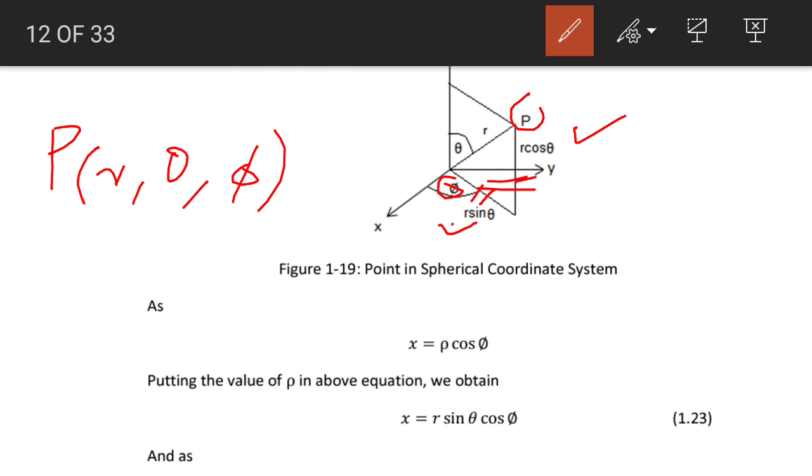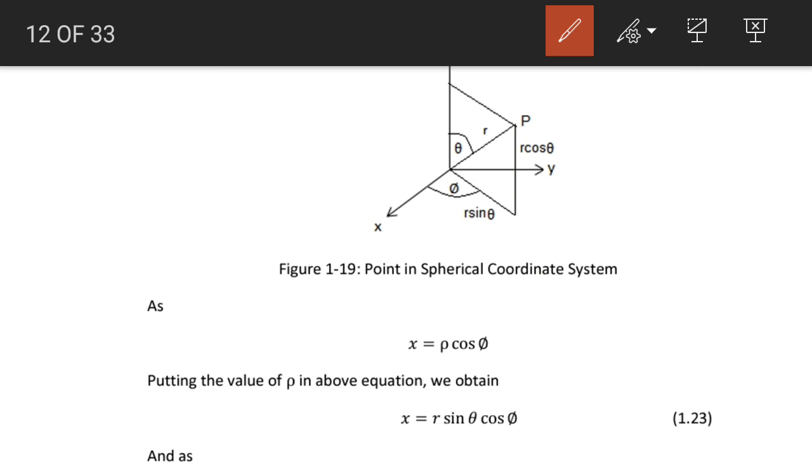So let me explain this point once again. In order to consider this point in the spherical coordinate system, we draw a line in the z is equal to 0 plane such that the length of this line is r sine theta, and this line makes an angle of phi with respect to x-axis. And then we draw another line which is parallel to z-axis, and the length of this line is r cos theta, and with the help of these two lines we get this point P which is in the spherical coordinate system.